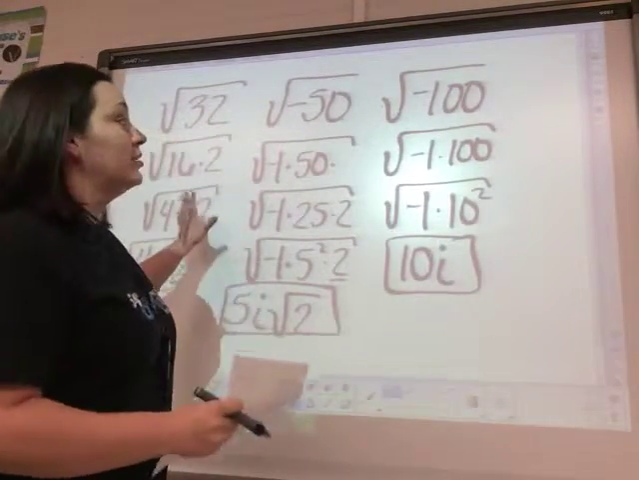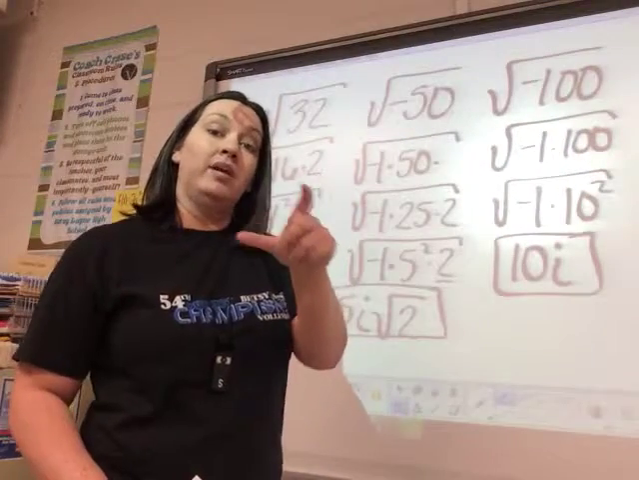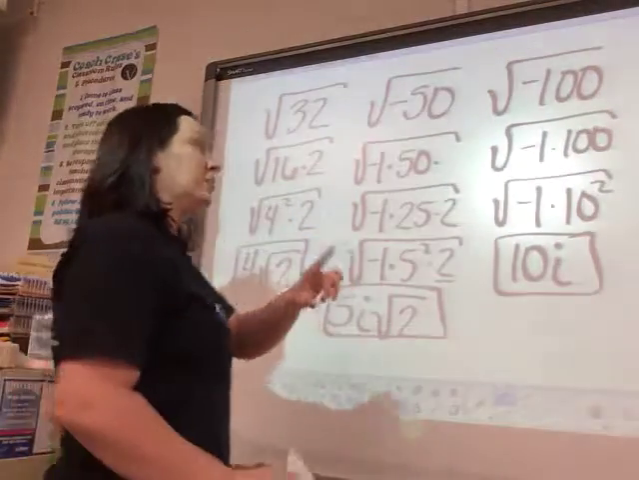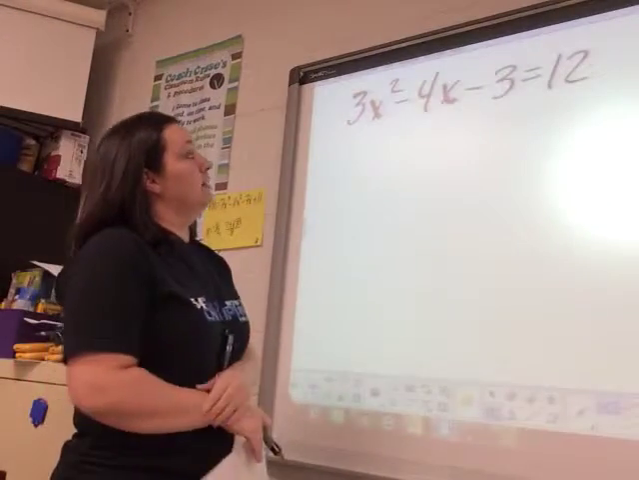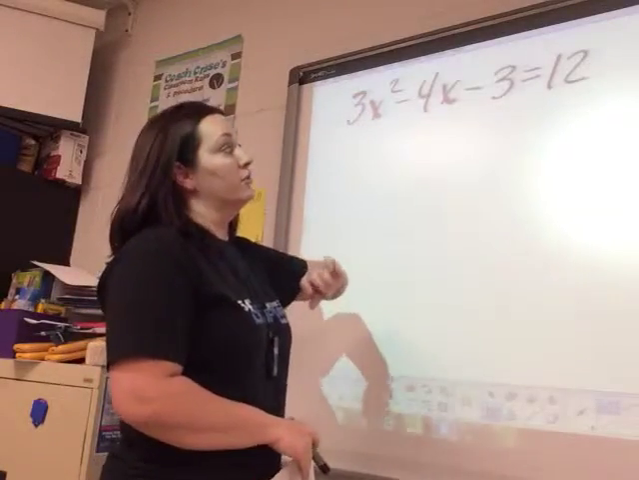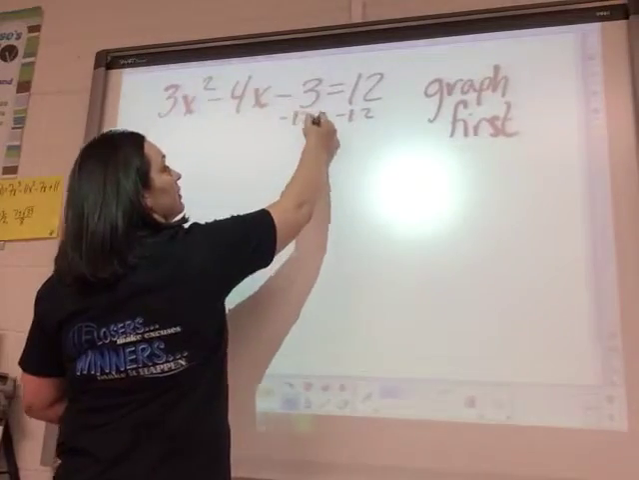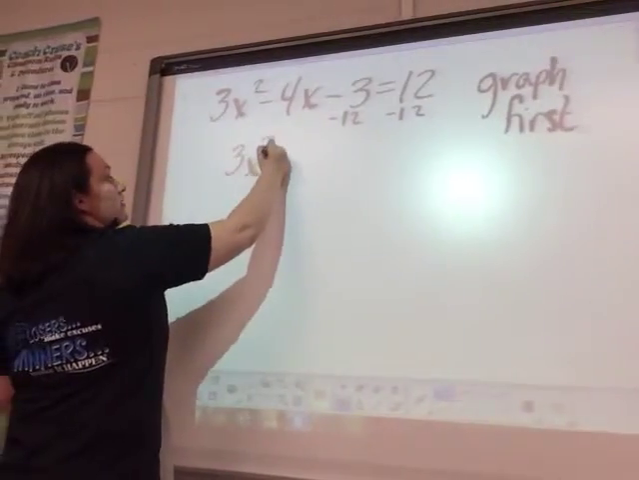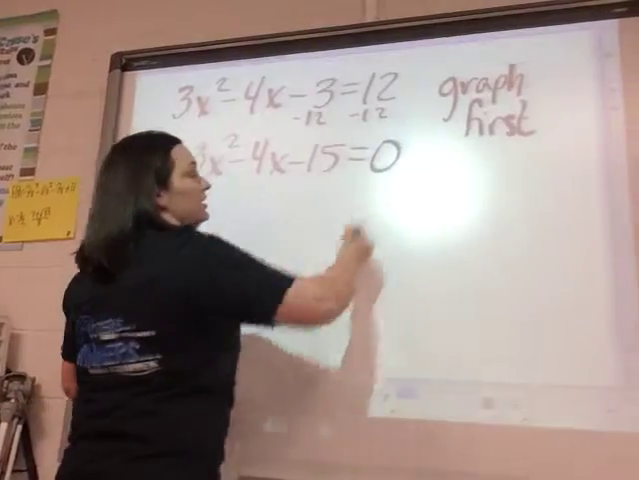Okay? That's a little bit of review of reducing radicals because in your formula, you've got the big radical you have to take care of. Let's do an example of your formula. Let's do 3x squared minus 4x minus 3 equals 12. We're going to get this equal to 0 first. So I'm going to subtract my 12 to get 3x squared minus 4x minus 15 equal to 0.